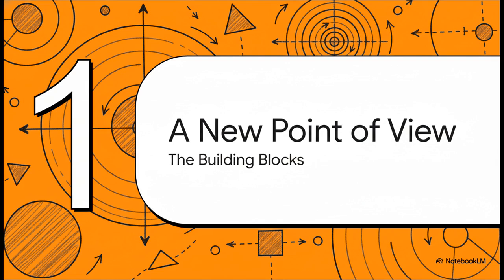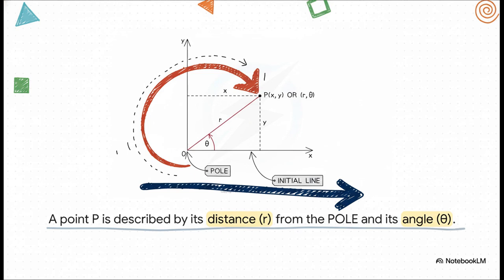Okay, so how do we take this cool, intuitive idea of direction and distance and turn it into a proper mathematical system? Let's break down the actual building blocks. Here it is, the heart of the whole system. Forget about x and y axes for a minute. We start with a single central point called the pole. You can just think of it as the origin. From that pole, we have an initial line that stretches out to the right. That's our baseline. And with just those two things, we can describe any point with two values.